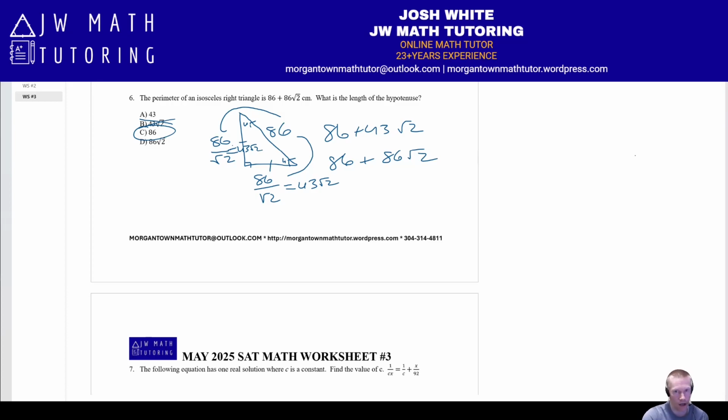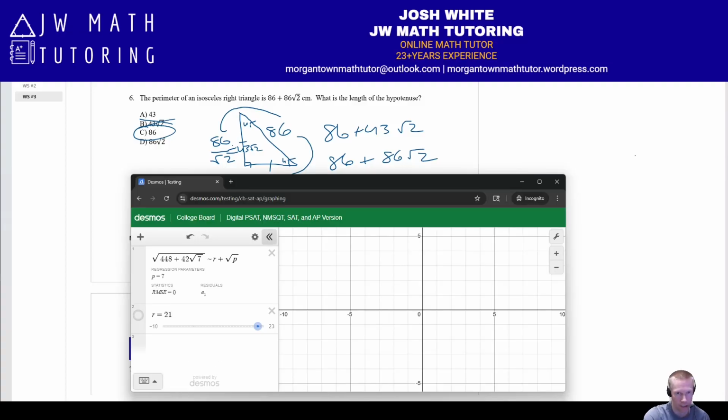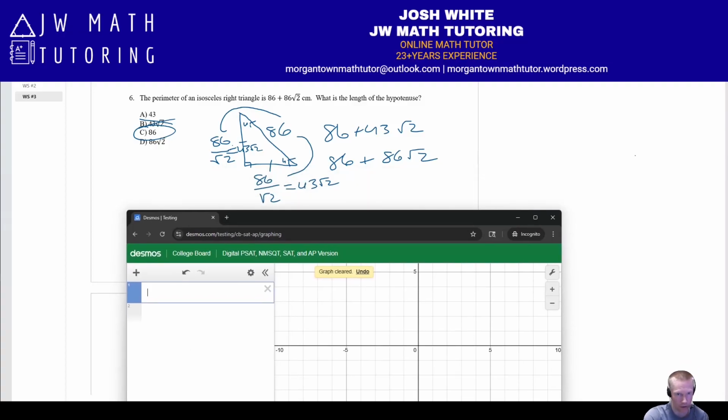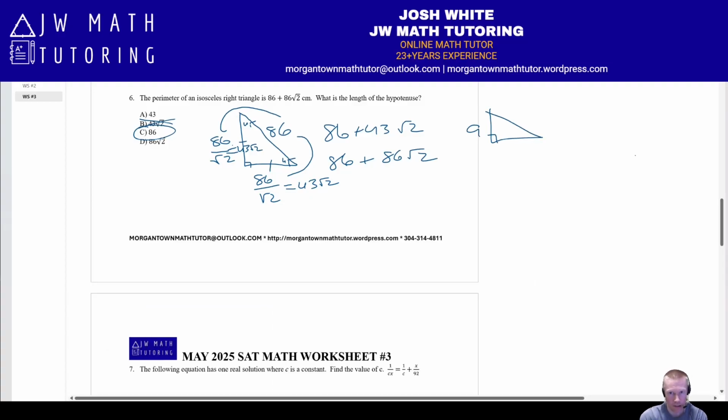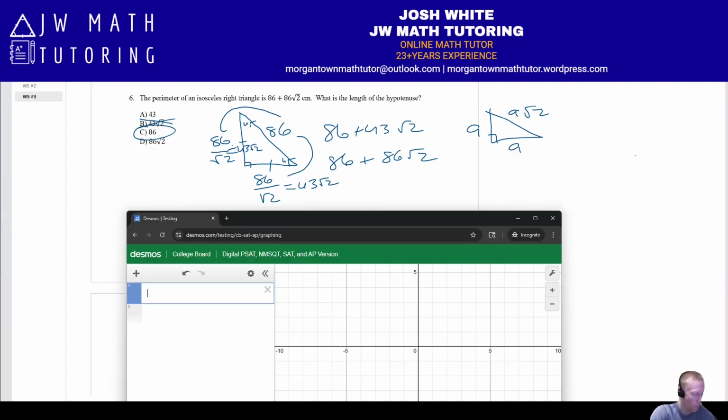However, you can actually figure this out very quickly and very easily in Desmos using regression. So think about a 45, 45, 90 isosceles right triangle. Say this is A, this is A, this is A root 2. You could use whatever letter you want. We know that A plus A plus A square root 2, when you add those all up, is equal to 86 plus 86 square root 2. All right, so it gave me a value for A here.